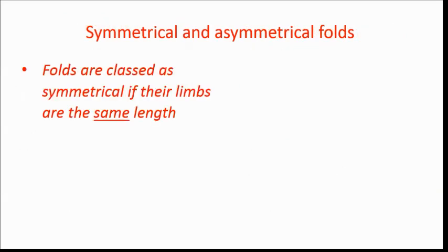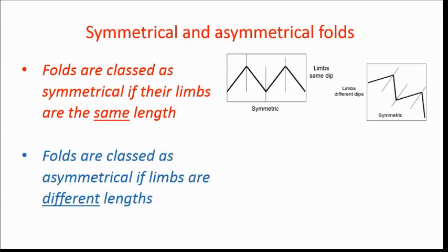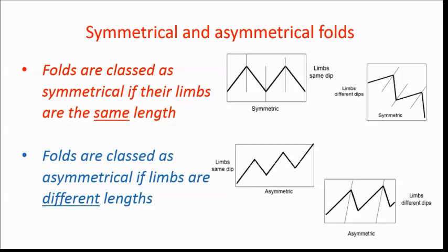Folds are classed as symmetrical if their limbs are the same length. It's nothing to do with the way they dip. So you can see from these two diagrams that both of them are symmetrical because the limbs on either side of the axial plane are the same length. However, on these diagrams, they're regarded as asymmetrical because they are different length limbs.